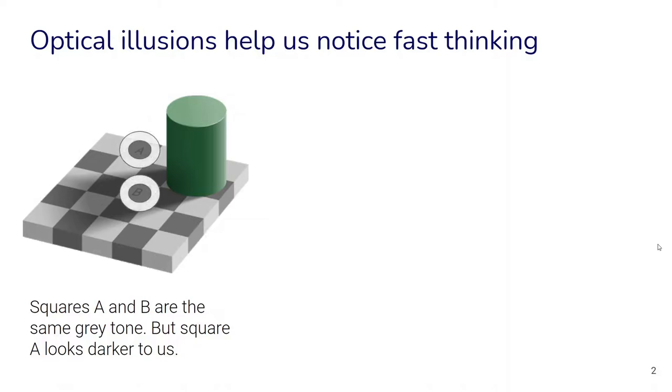We can see this if we isolate these two squares away from their context, that really in fact they have the same gray tone, but really square A looks darker to us than square B. No matter what we do, we can't really change it and see it differently.